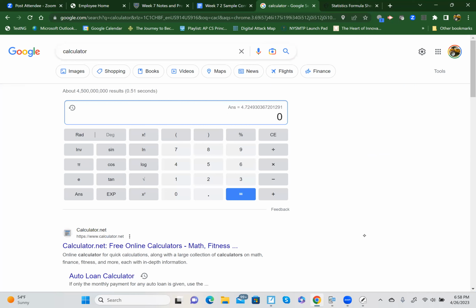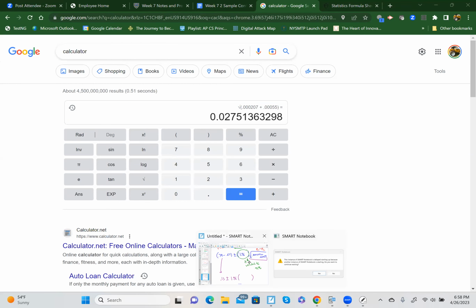Clear. I'm going to do square root 0.000207 plus 0.00055, close parenthesis, enter, 0.0275. So I'm going to put that back in here, 0.0275.